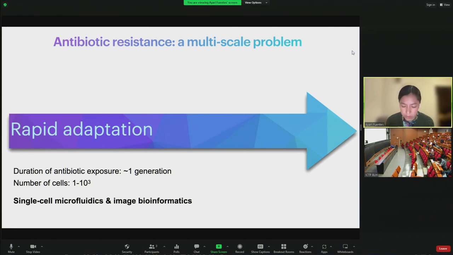What we are going to see is a bacterial population that is subjected to a pulse of antibiotics, in very, very small populations, which actually are going to make a difference.